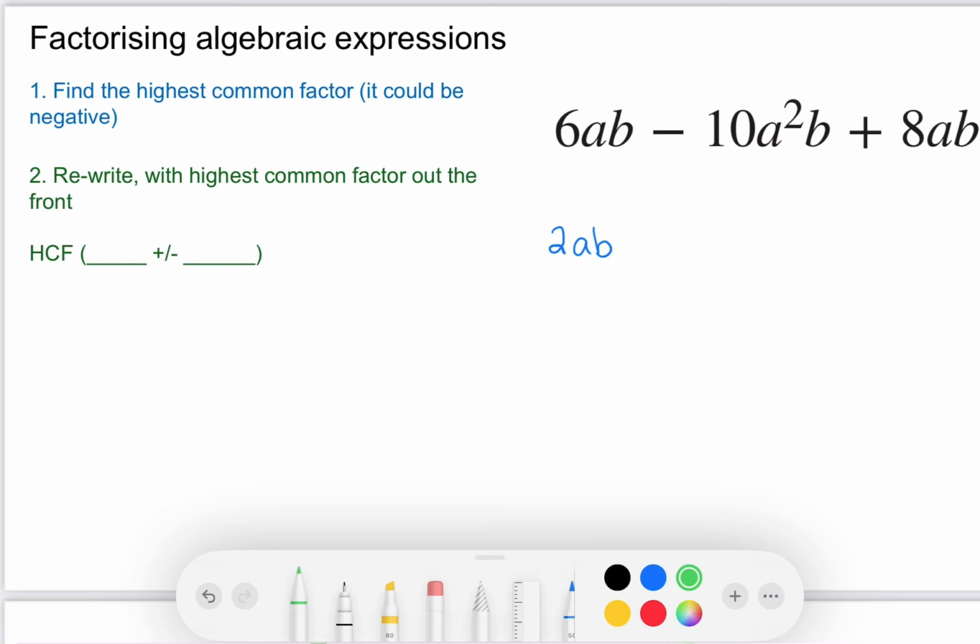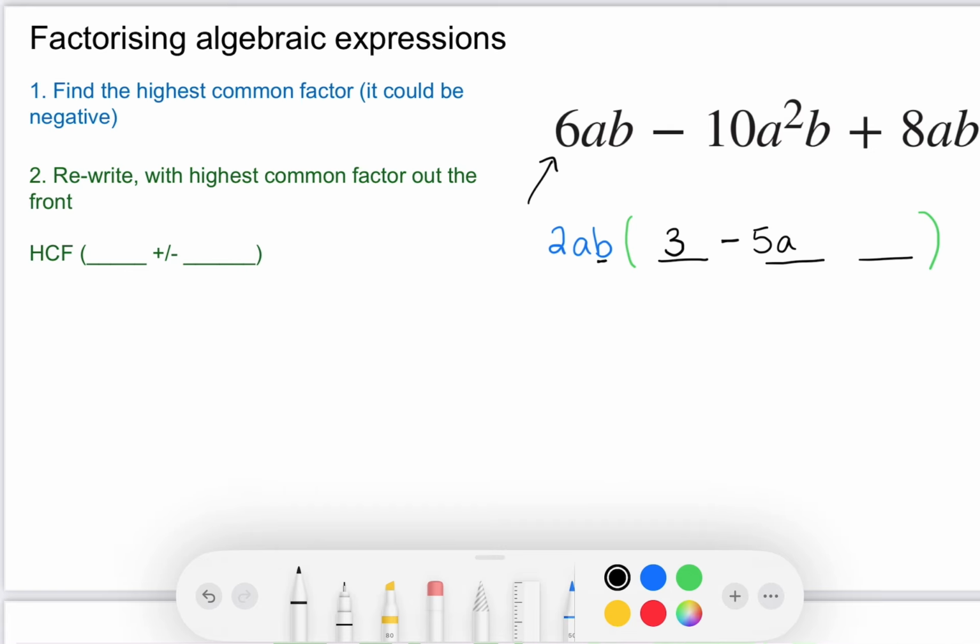Now I'm going to rewrite. I've got my highest common factor there. And then I'm going to set up my brackets, ready to write in 3 terms such that I could get back to my original equation if I expanded. 2ab times what is 6ab? Well, 2 times 3 is 6, and I've already got my ab there. Next, I've got 2ab times what would give me negative 10a squared b. Well, 2 times negative 5 gives me negative 10. And then I want to get to a squared, so I'm going to put another a next to here. But I don't need to worry about that b because I've already got the b out the front.